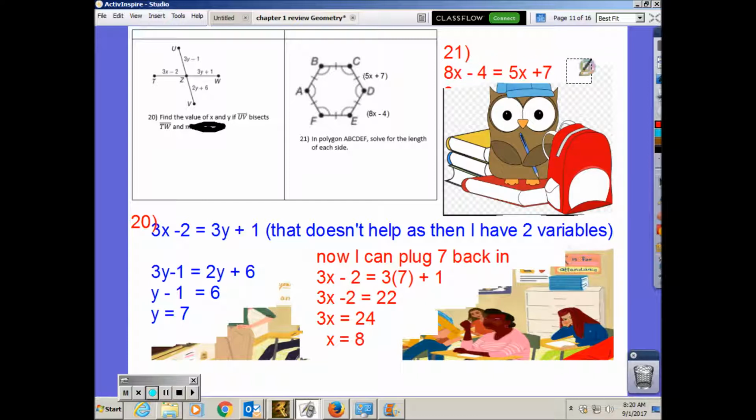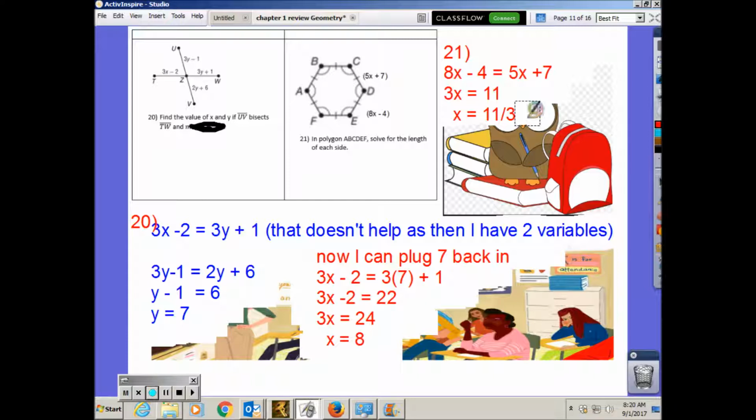So, 8x minus 4 equals 5x plus 7. I subtract 5x from both sides. I get 3x on the left-hand side. I add 4 to both sides. And I get x equals 11/3.